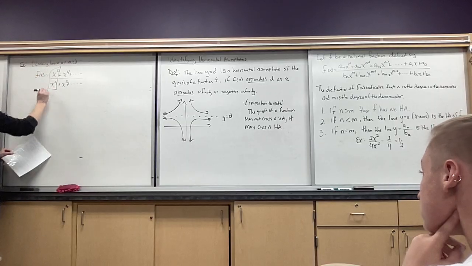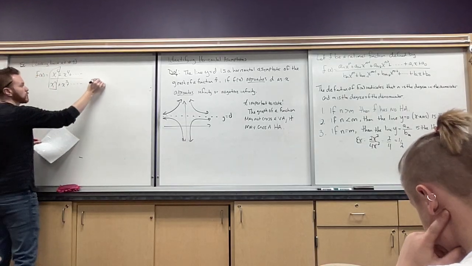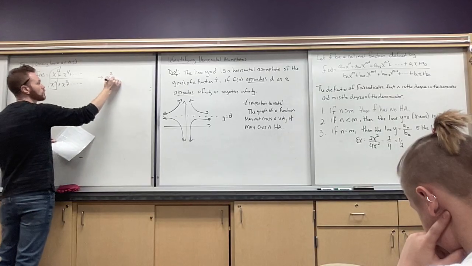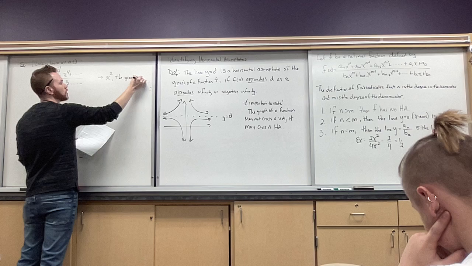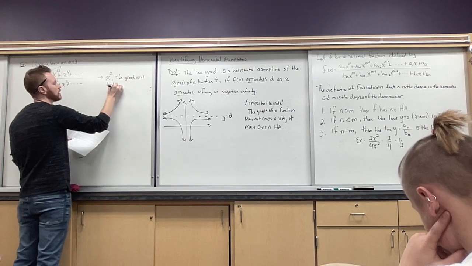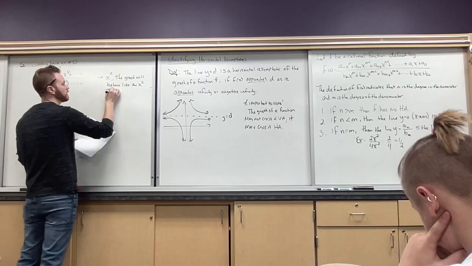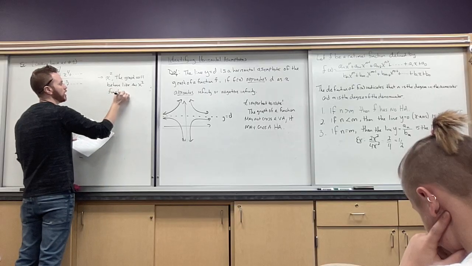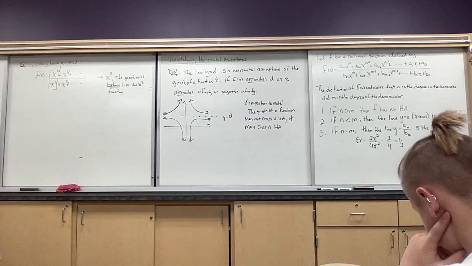I'm just going to put a little box around there. So if I were to reduce that, it reduces to an x squared. So what we can say is the graph will behave like an x squared function. Now here's the key part: it's behave. Doesn't mean it's going to look like it. Okay, it's just going to behave like it. So I'm talking about end behaviors.